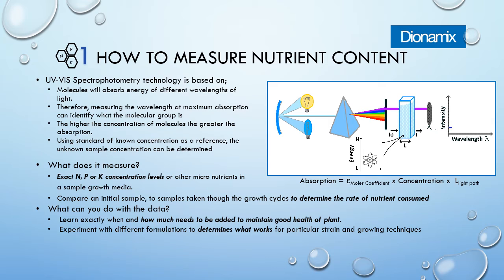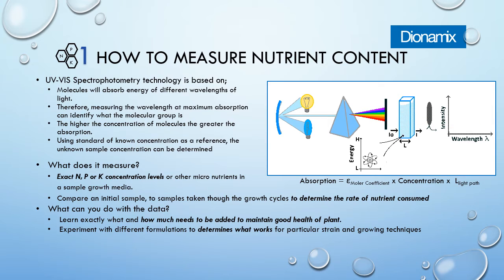So how do you measure the nutrient content in the soil? There are various methods. We recommend the ultraviolet visible light spectrophotometry technology to measure the concentration of specific nutrients, as it is able to get down to specific primary or even secondary nutrient concentration levels. UV Vis spectrophotometry offers the most versatile and accurate solution.